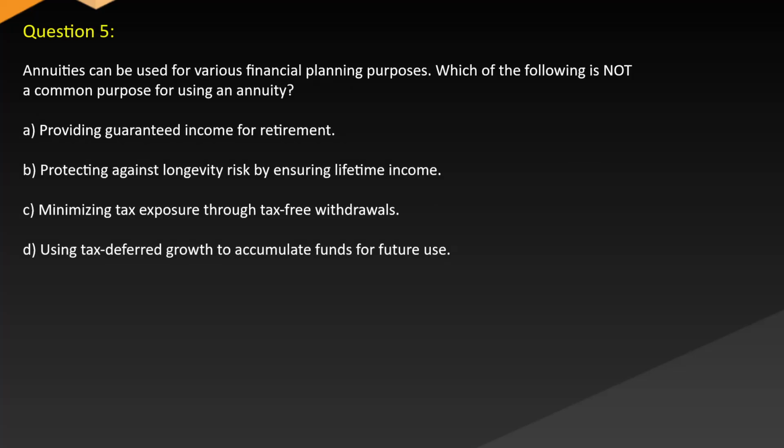Question 5. Annuities can be used for various financial planning purposes. Which of the following is not a common purpose for using an annuity? A. Providing guaranteed income for retirement. B. Protecting against longevity risk by ensuring lifetime income. C. Minimizing tax exposure through tax-free withdrawals. D. Using tax-deferred growth to accumulate funds for future use.